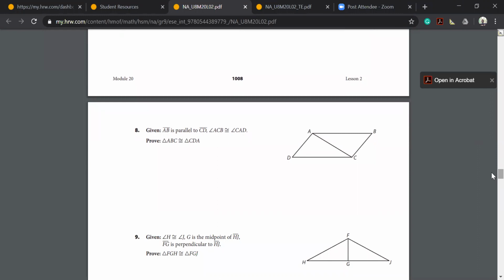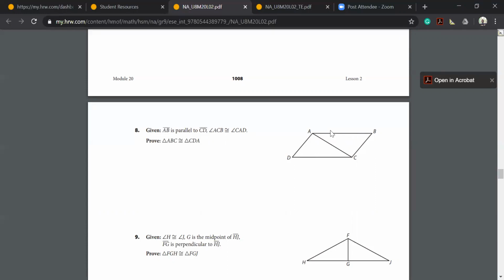Given. What are the givens? AB is parallel to CD. First of all, AB is parallel to CD. Since he told you the word parallel, you have to start thinking about the four angles that we took in module 19: alternate interior angles, alternate exterior angles, corresponding angles, same side interior angles. Whenever you hear the word parallel, you are going to be using these angles. So you have to put them inside your mind.